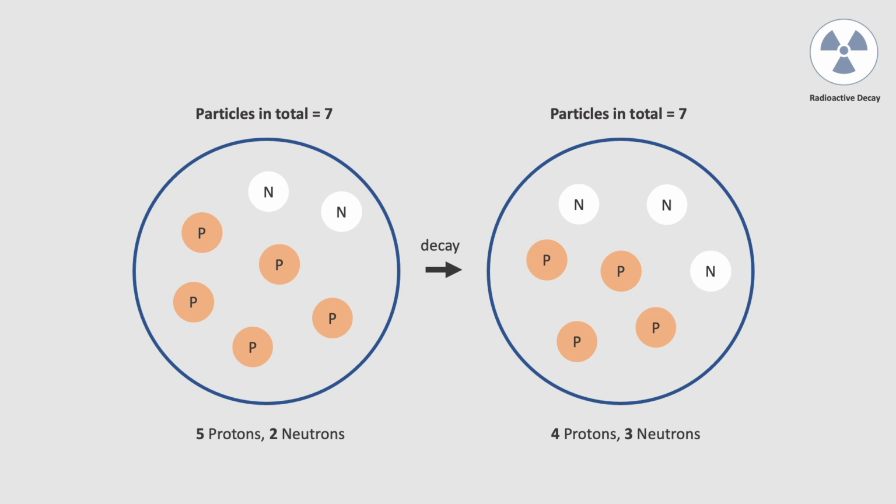Here is an example of the conservation of the total number of nucleons. In both circles, we have 7 particles in total. Before the decay, we had 5 protons and 2 neutrons. After the decay, we have 4 protons and 3 neutrons. Even though the number of protons and neutrons differs between the circles, both circles still have the same total number of particles. So, whenever an atom X decays into an atom Y, they will both always have the same total number of protons and neutrons.